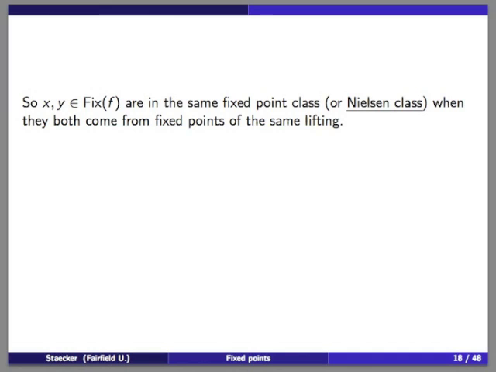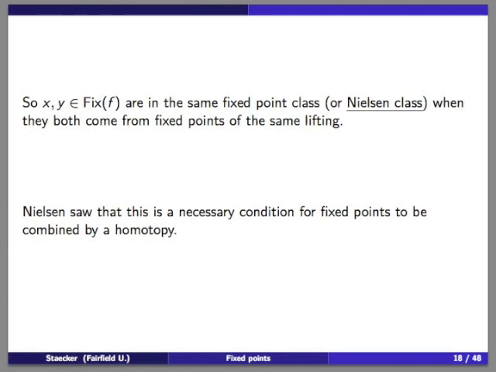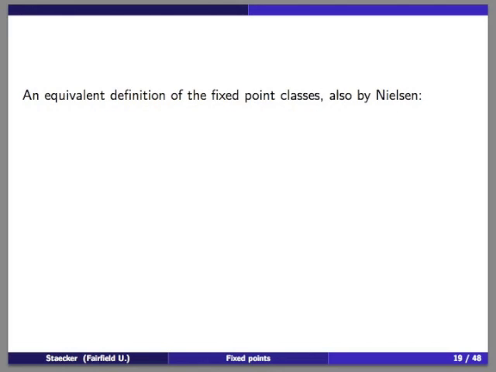So we could say informally, two fixed points are in the same fixed point class. They're called Nielsen classes when they both come from fixed points of the same lift, right? And Nielsen saw that this is a necessary condition for fixed points to be combined by a homotopy. If you want two fixed points to be joined by a homotopy, they must both come from fixed points of the same lifting of the map, all right?